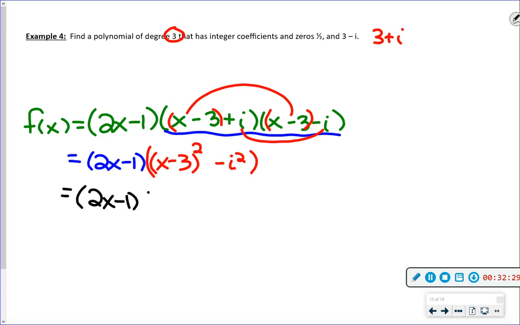Okay. Now, I can FOIL this in my head. Minus 3, minus 6 in the middle. So x minus 3 quantity squared FOILs out to this. Now, we already saw this earlier. Minus i squared is negative 1, minus negative 1. And I'm going to combine that 9 and 1 together and make it a 10.